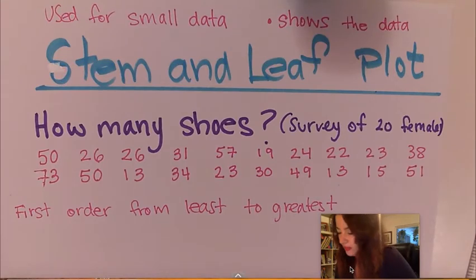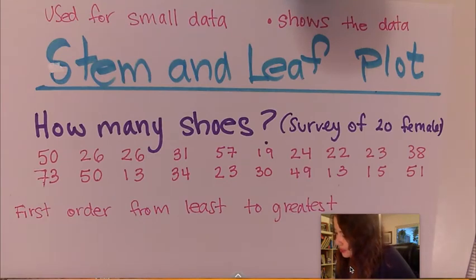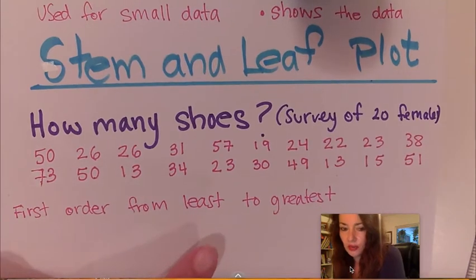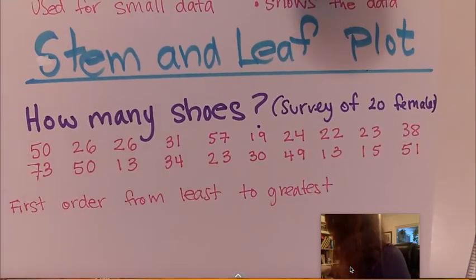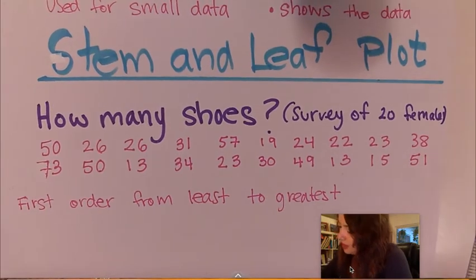So 20 females were surveyed and were asked how many pairs of shoes do you own, and these are the responses. So first, before we start, stem and leaf plots are useful when we have small data, and we can construct this by hand. So the first thing I'm going to do is take the data that I have and list it from least to greatest. So I'm going to take a look at all the numbers and rewrite them from least to greatest. So you can circle them.